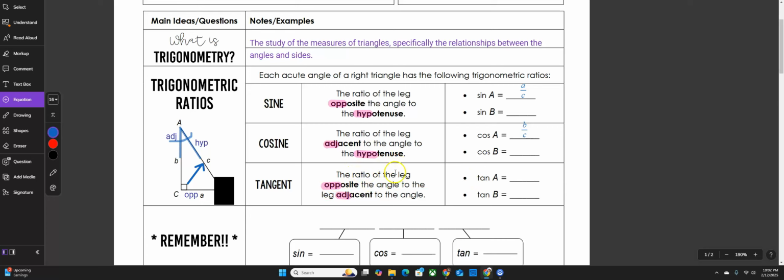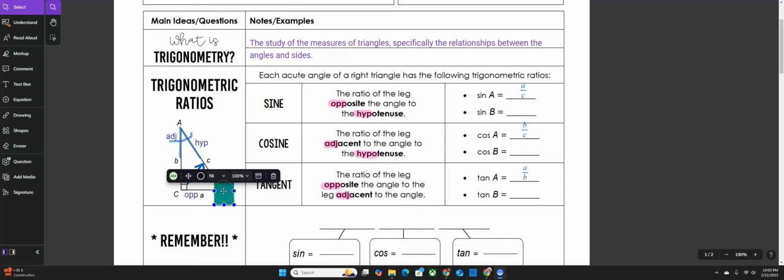Finally, we have the tangent. Tangent is the ratio of the leg opposite the angle to the leg adjacent to the angle. So that is opposite over adjacent. So we look at our image here. Our opposite side was side a. Our adjacent side is side b. So a over b is going to be the tangent of angle A.